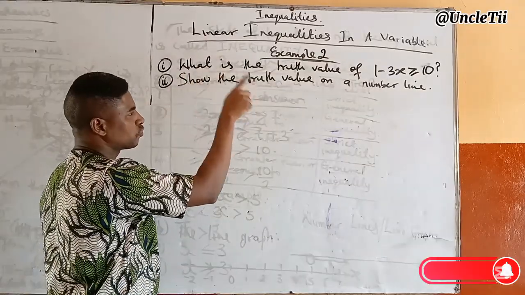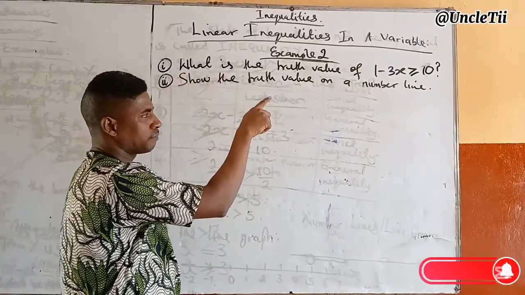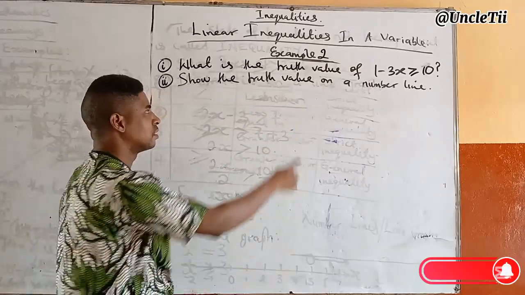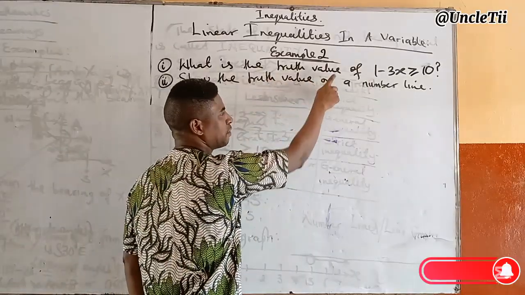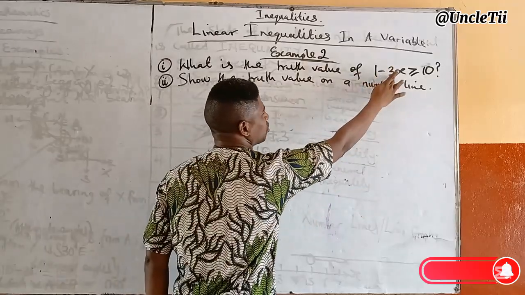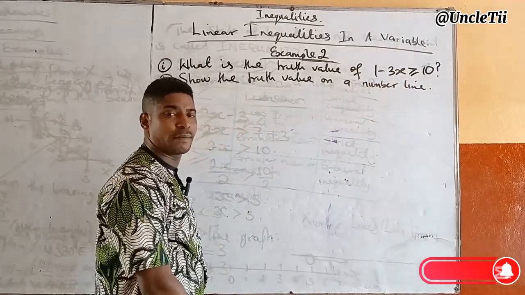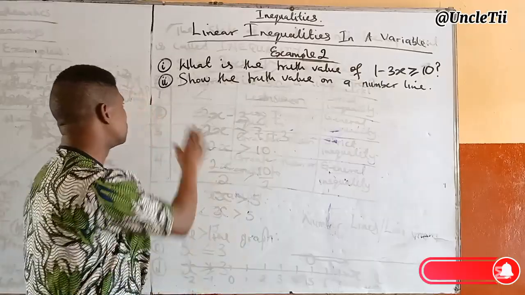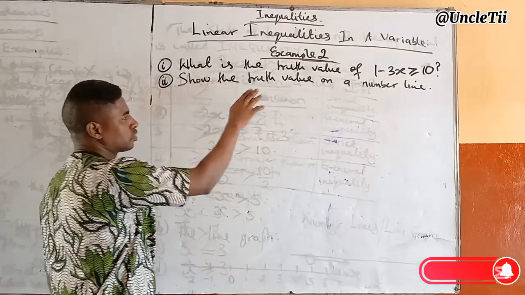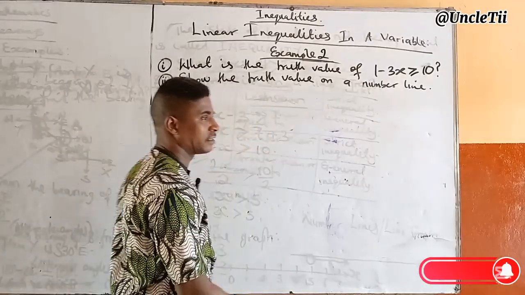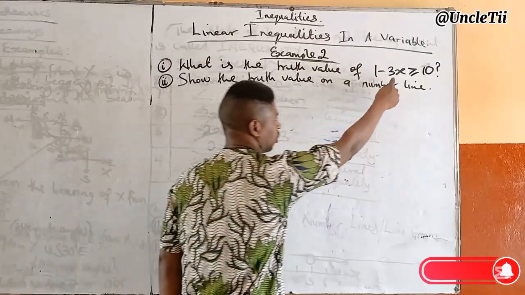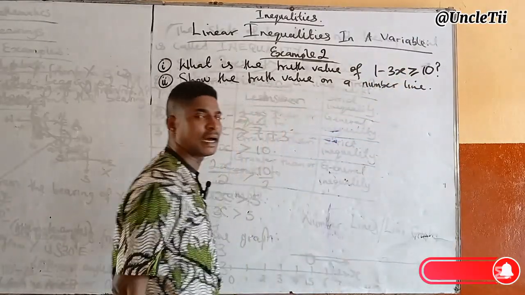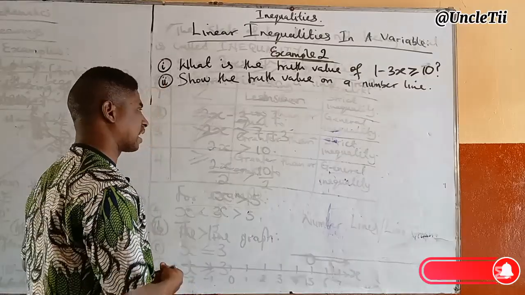What is the truth value of 1 minus 3x greater than or equal to 10? Truth value is simply saying what is the solution set of 1 minus 3x greater than or equal to 10. The Roman figure 2 shows the truth value on a number line. In other words, illustrate the solution to this inequality on a number line or a line graph.